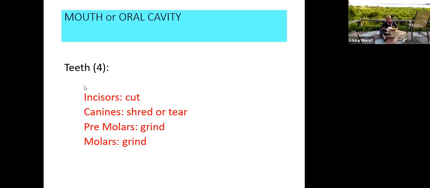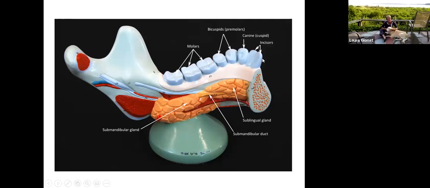Okay, so let's start looking at teeth. We have incisors, canines, premolars, and molars. Incisors cut like a knife. Canines shred or tear. And premolars and molars grind. They have a broader flattened surface, not completely flat, but flatter. So here we have the incisors.